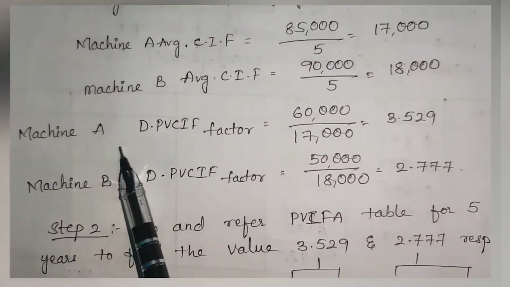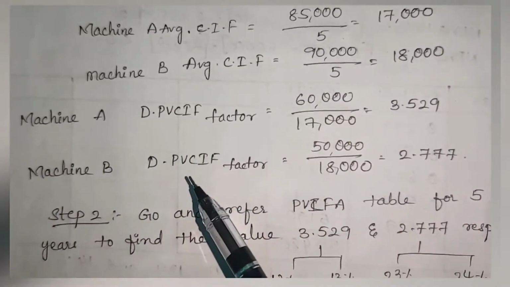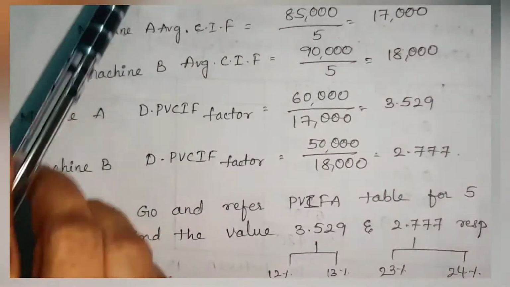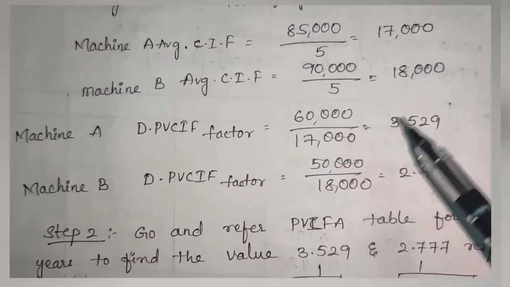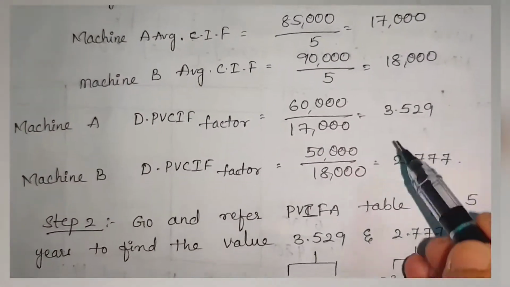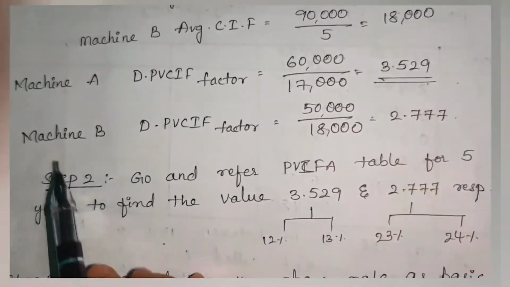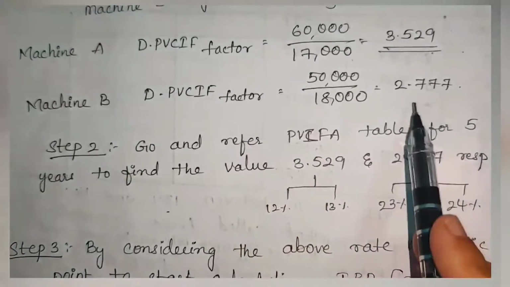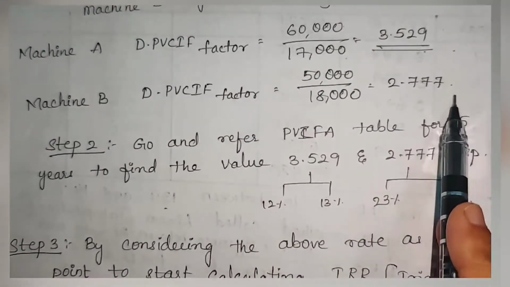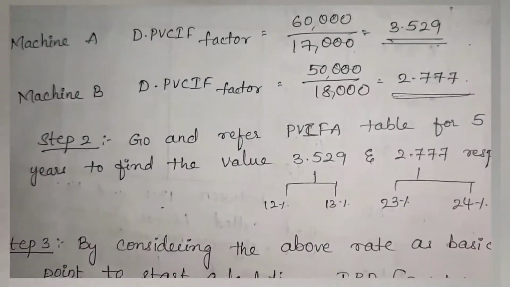Now machine A: calculation of dummy PV CIF factor is equal to initial investment 60,000 divided by average cash inflows 17,000. We got a figure of 3.529. In the same way for machine B we got 2.777. So with this the first step is completed.